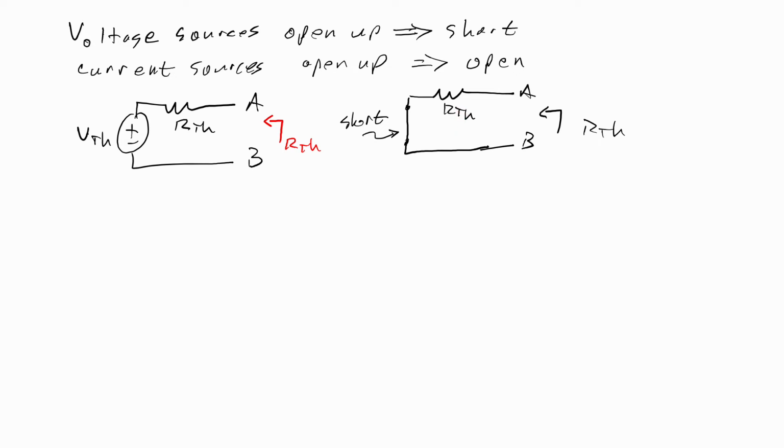And it's not that much harder when we have more complicated circuits. And how does that work for a current source? So if we have a Norton current source, and we have a resistance, and I'll call it RTH, between A and B, and we're looking in between.